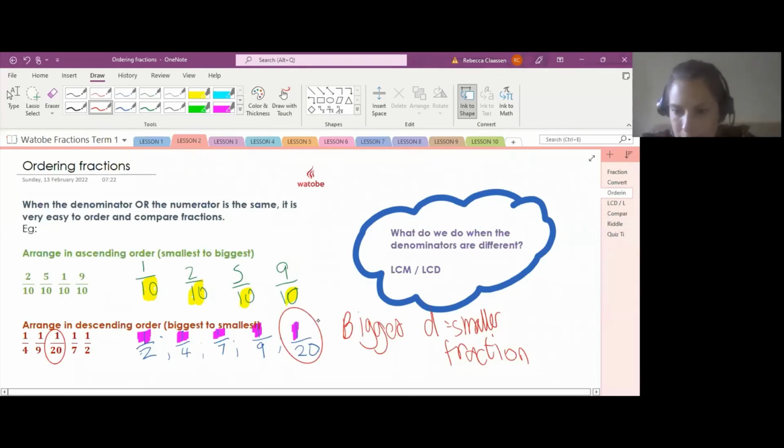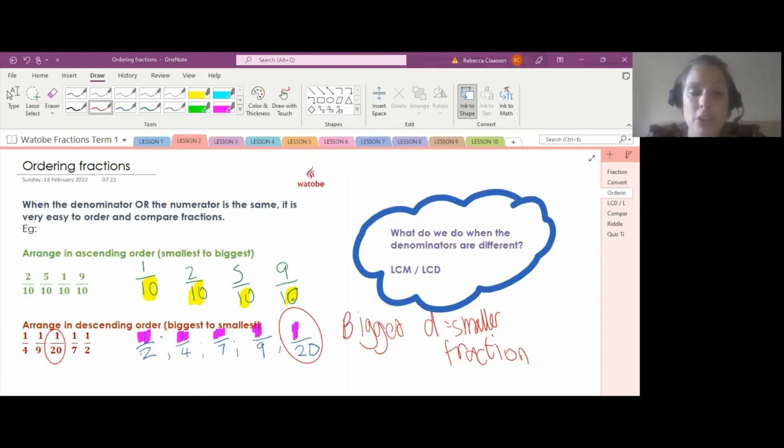All right. Now, it's very easy when we have the same size denominators and numerators, but it's really hard when they're different sizes, right? So then how on earth are we going to order them?